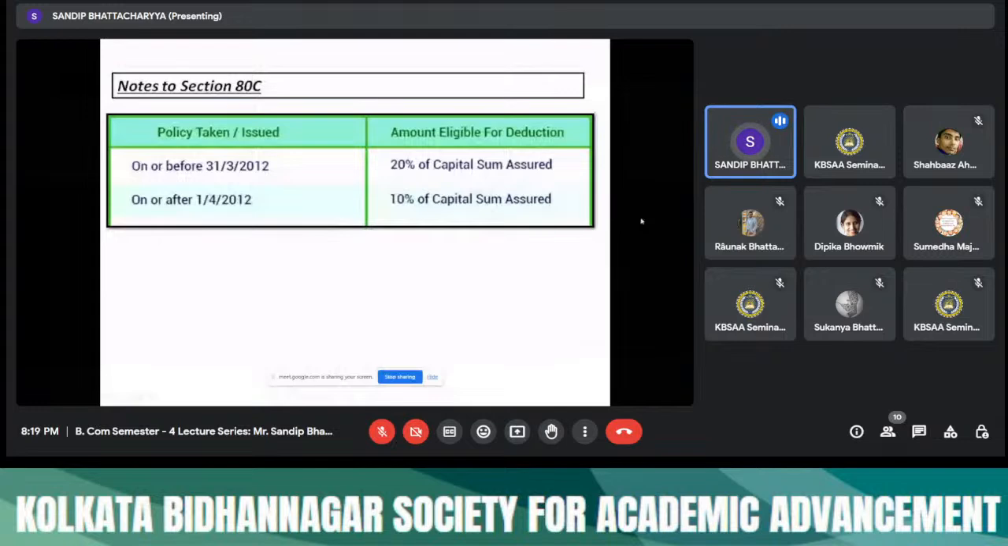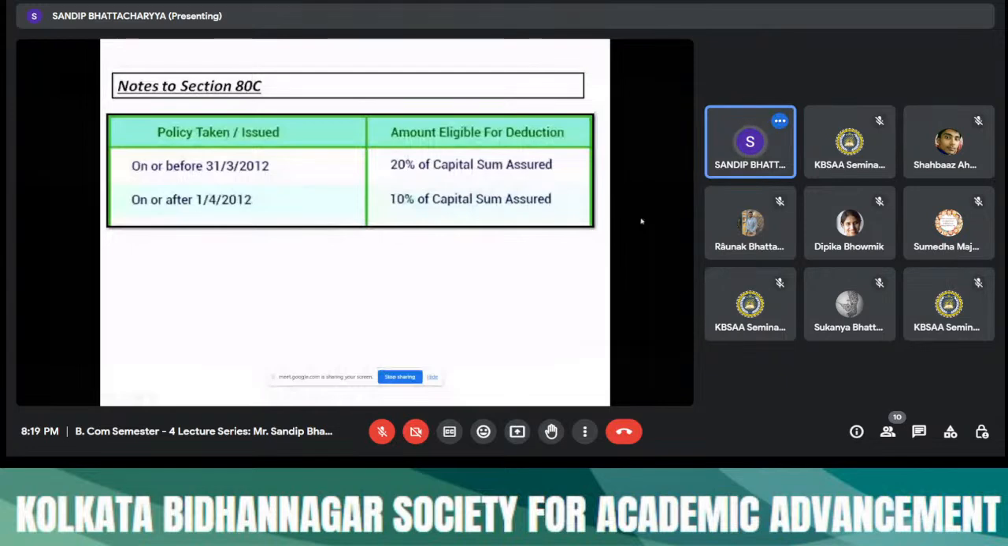The example we were discussing: my policy value is ₹1 lakh and I have paid premium for the financial year 22-23, it is 40,000. So maximum 20%, that is 1 lakh into 20%, I am eligible only for ₹20,000 as a deduction. I paid 40,000 but I get only ₹20,000 because I have taken the policy before 31st of March 2010.